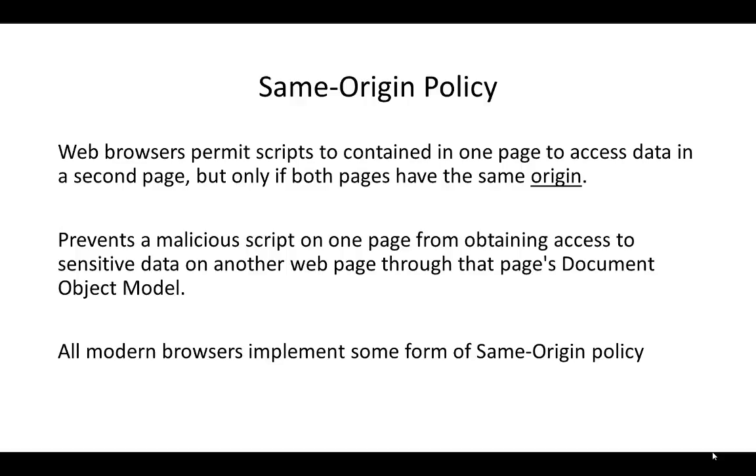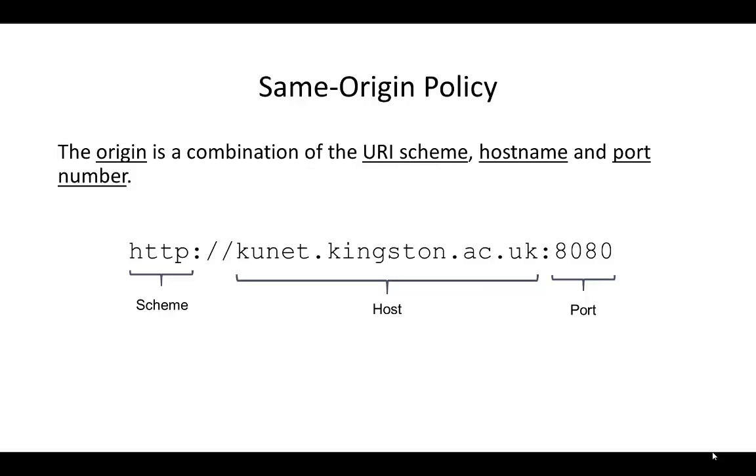All modern browsers implement some form of same origin policy, but the different browsers implement the policy in different ways and to different degrees. So this is another thing where you get one result with one browser, it works with one browser, and then somebody else will try it, and it won't work with a different browser, because they implement the same origin policy in different ways.